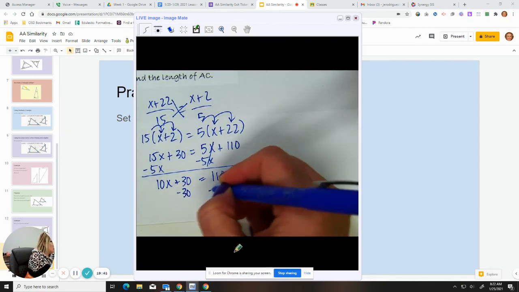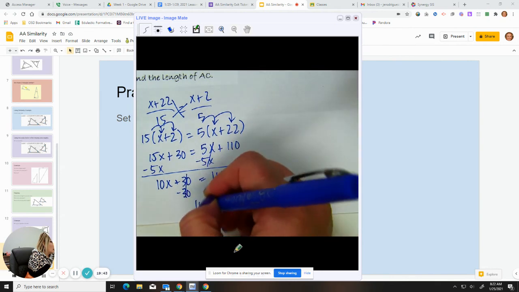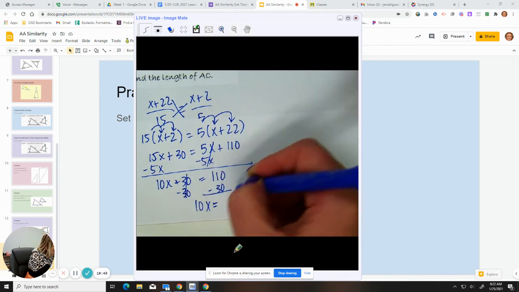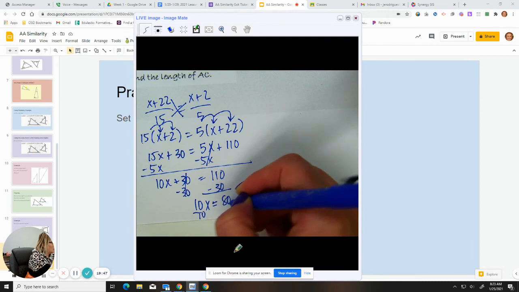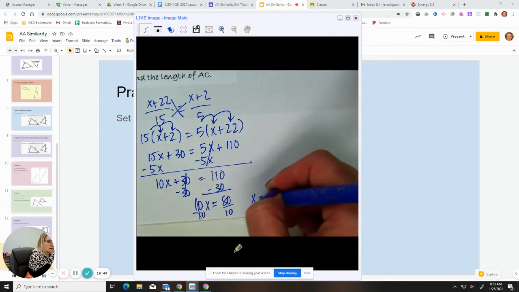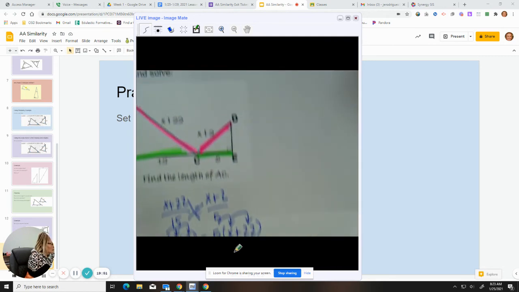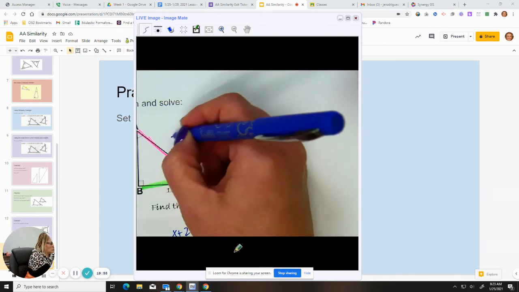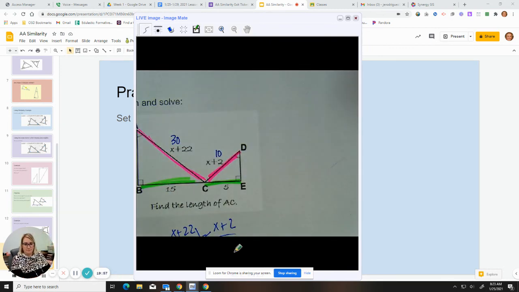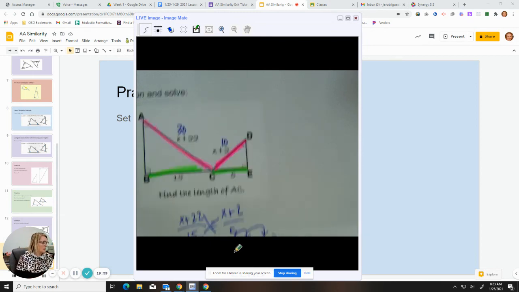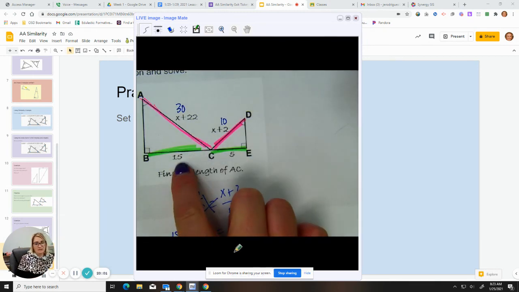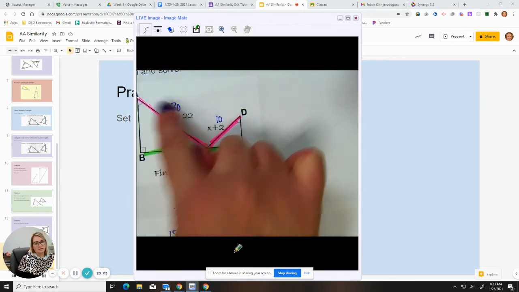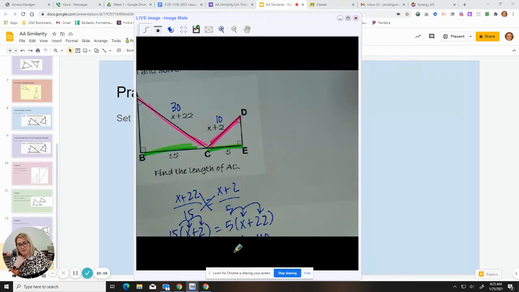Subtract 30. 10x is equal to 80. Divide by 10, and x is equal to 8. So that means 8 plus 2 is 10, and 8 plus 22 is 30. Okay, and it should make sense because 5 times 3 is 15, and 10 times 3 is 30. That means our scale factor is 3. So we've done our work all correct.